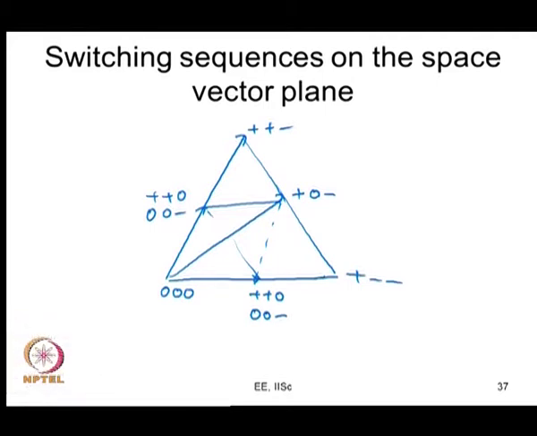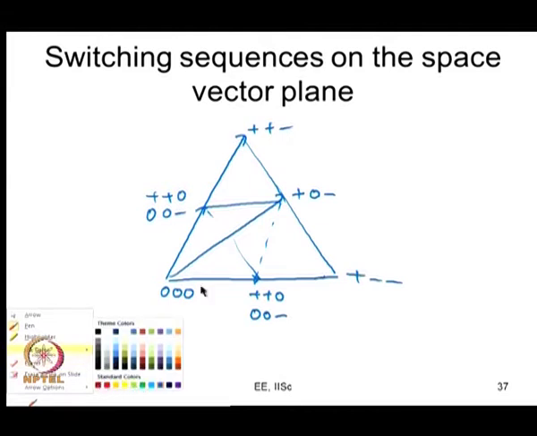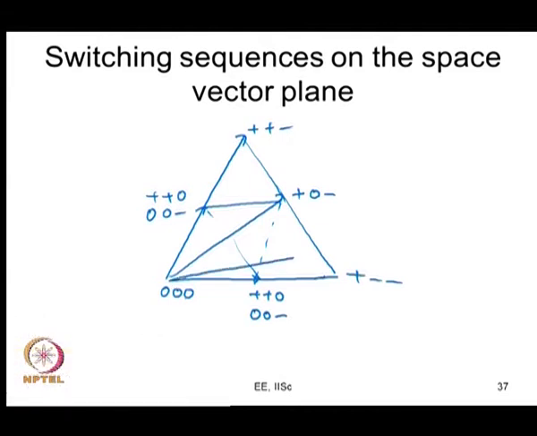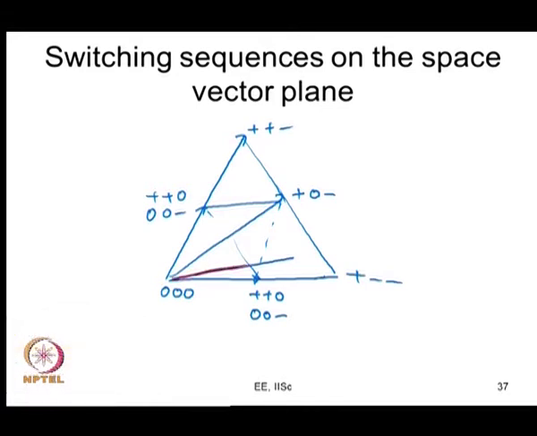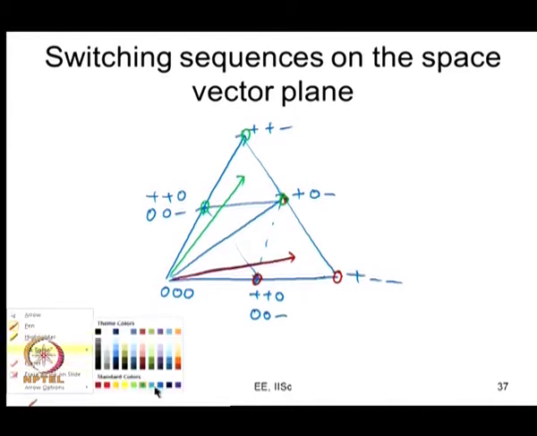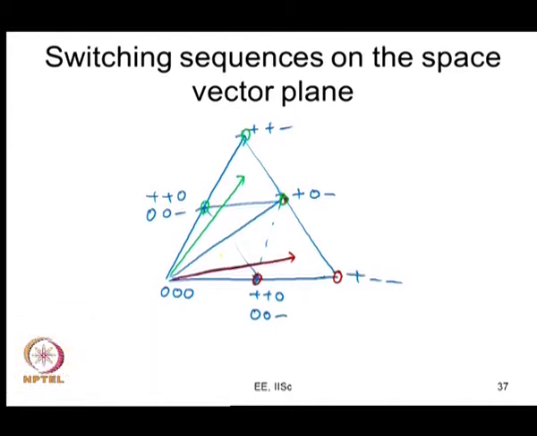You have the 3 phase modulating signals, you can transform them into the space vector domain, and in this space vector domain, if you see that your reference vector is here, you will see that these vectors would have been used. On the other hand, if your reference vector is here, you will see that these 3 vectors get applied. The same way, if let us say your reference vector is here, you will see that these vectors get applied and they go around this.